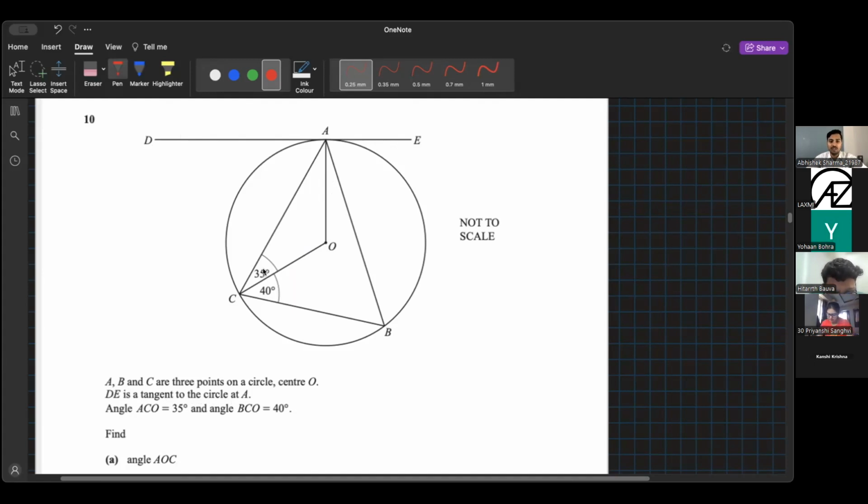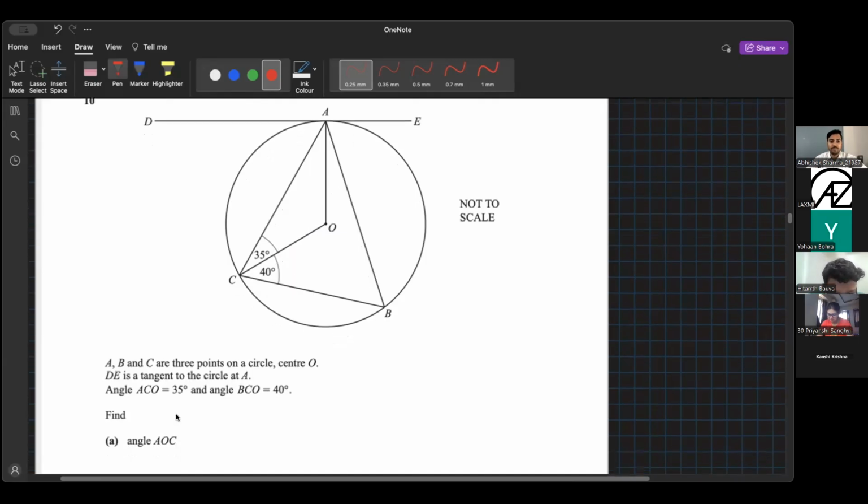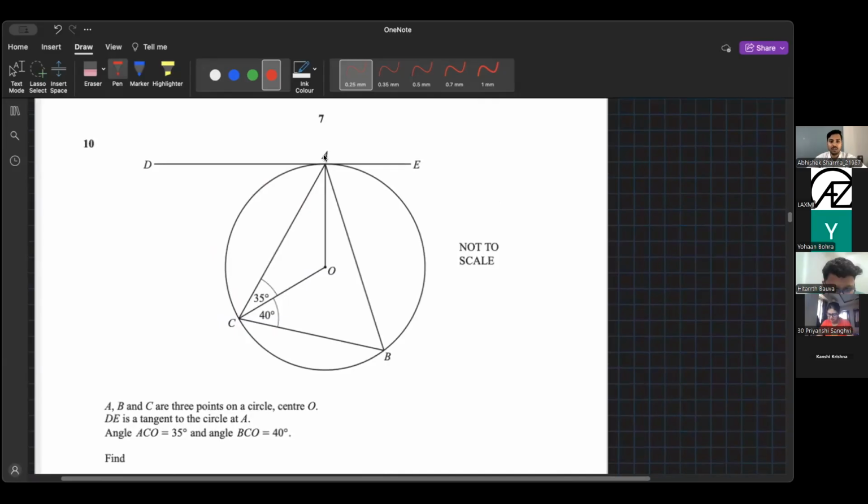Angle ACO is 35, already marked. Angle BCO is 40 degrees. Find angle AOC. This angle they are telling us to find. Now, this is radius. This is also radius. If this is 35, this will also be 35. 35, 35, 70. So this will be how much? 80?